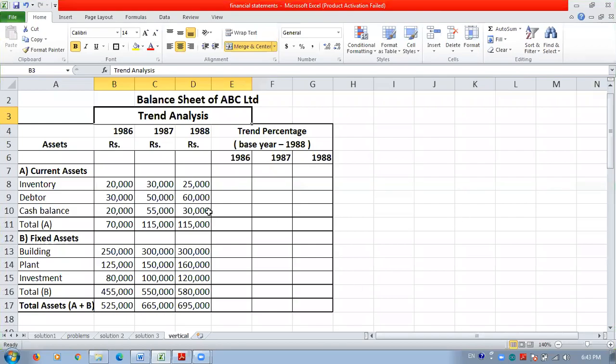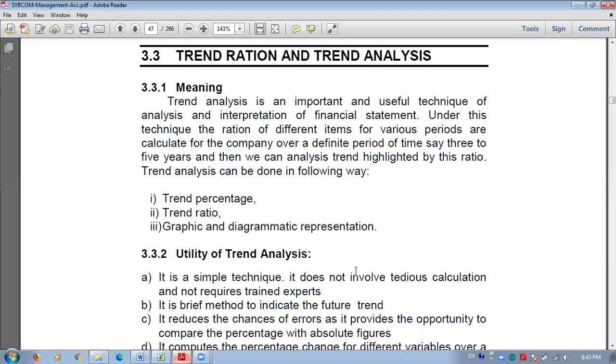So we are going to know what trend analysis is and how it is done. But before that, we have to know the definition. Trend analysis is a simple and important tool, and most of the time we take a base. In trend analysis, we take a base because we want to ascertain the trend of something.